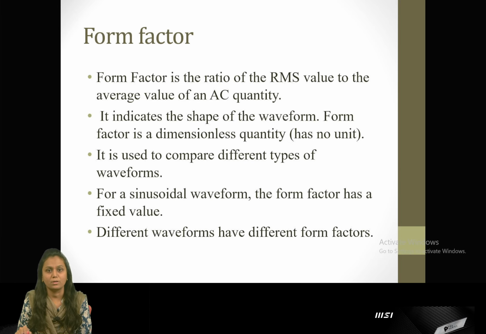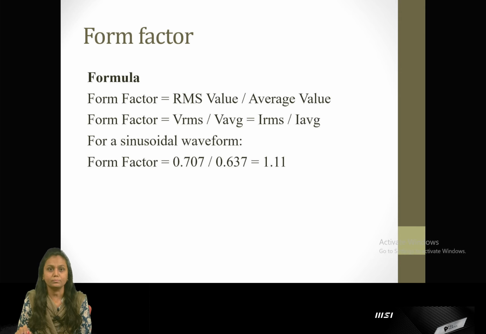Different waveforms have different form factors, and the formula for the same is RMS value upon average value. In case of voltage and current, it is Vrms upon Vaverage and IRMS upon Iaverage respectively. So in case of a sinusoidal waveform, form factor is equal to 0.707 upon 0.637, which is equal to 1.11.